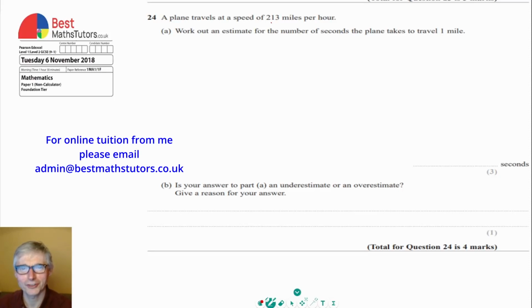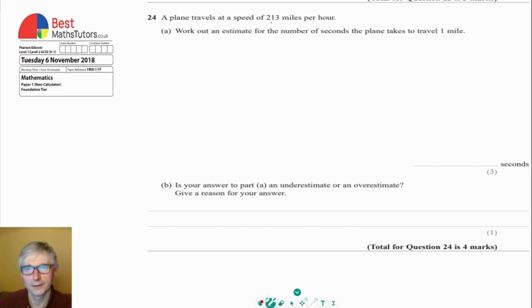I'm continuing to go through the Edexcel Foundation Tier Paper 1 Maths GCSE from November 2018. And this question is question 24, and we're on a question about estimations. So in this case we've got a plane that travels at a speed of 213 miles per hour, and we've got to work out an estimate for the number of seconds that it will take the plane to travel 1 mile.